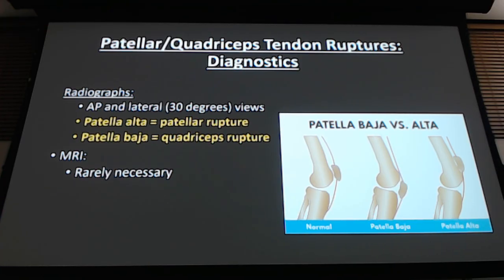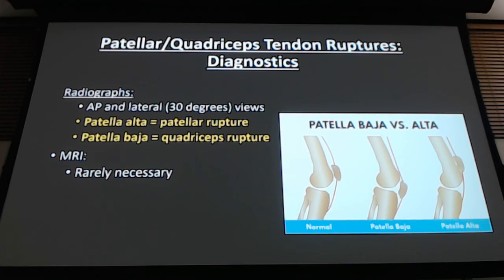But having said that, alta means high and baja means low, okay? So there you go, okay? I speak 8 languages, so we can make it quite easy. But patella alta corresponds to patellar rupture, correct? Why? Because it's on the slide?